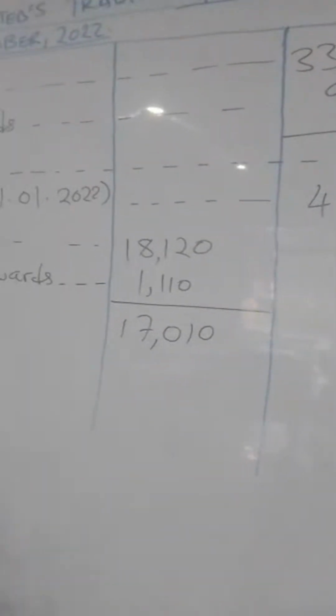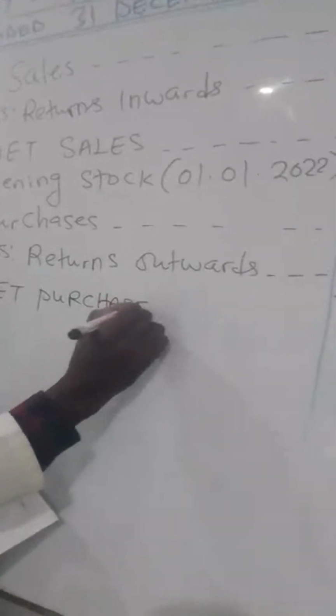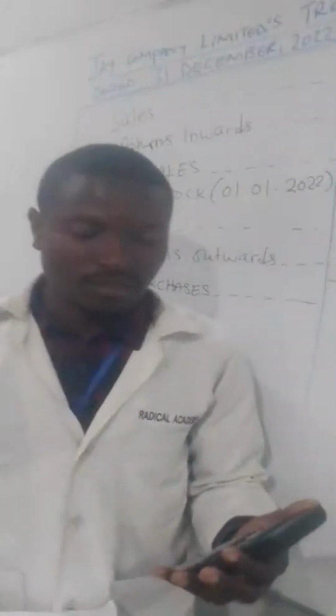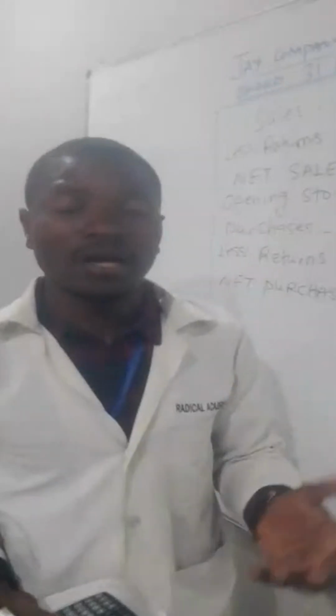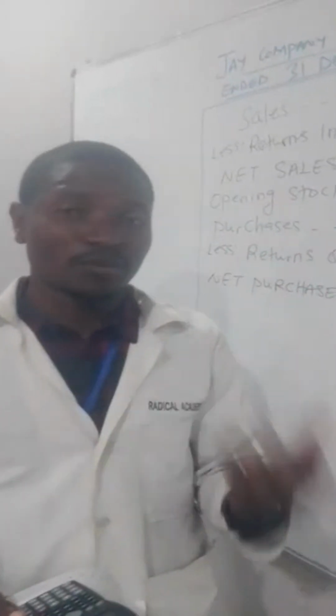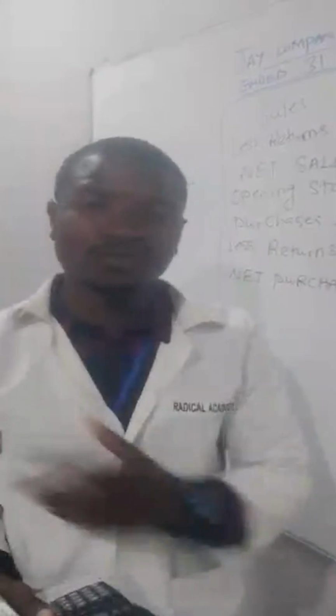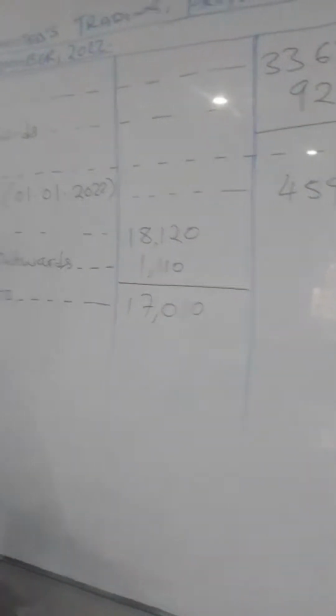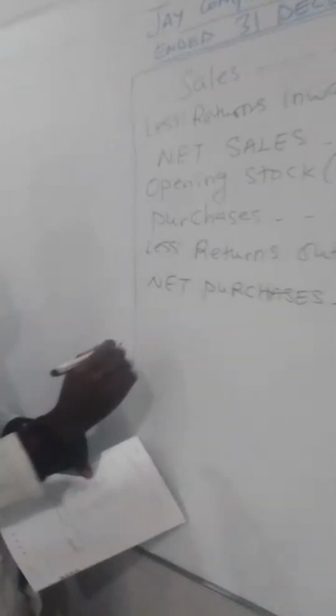Then this is what we call net purchases. So what you need to understand is when you have returns outward, meaning some of the goods that you have taken back to your suppliers, this is the reason why you are doing minus. So if there was no return outward, you just go direct without subtracting.